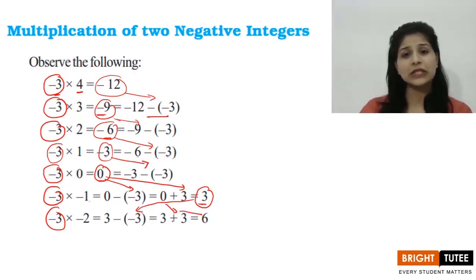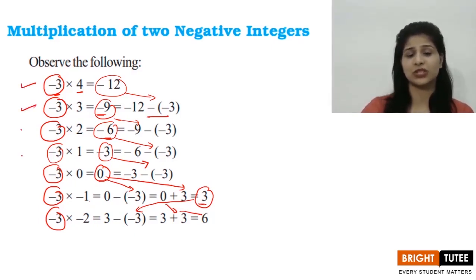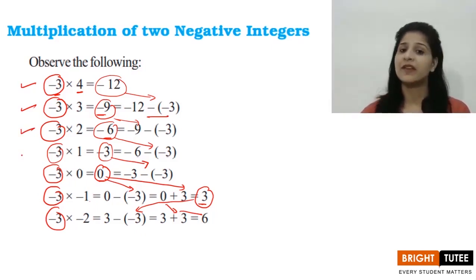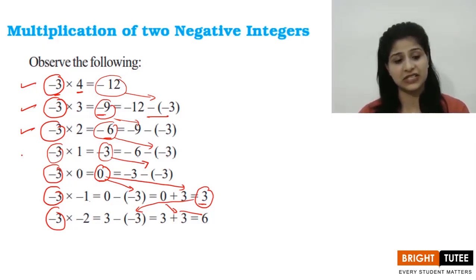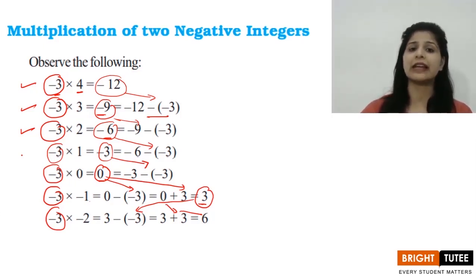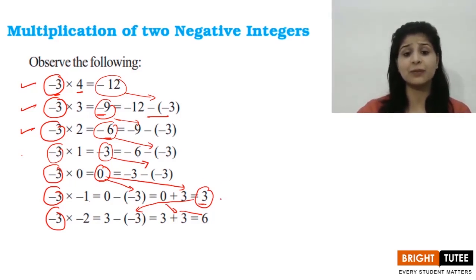So what do you observe here in the last two steps, where we are getting both the integers as negative? This we have discussed. When one of the integers is negative and one is positive, we are going to get the negative answer, and when we multiply it with 0, we get 0 as the answer. But what if both are negative? You see, in the last two, we have got the answer as a positive integer. We have got it as 3 and 6, which are positive.